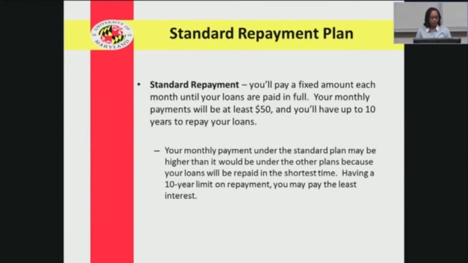Okay, so the standard repayment is that you'll pay a fixed amount of money each month. Whatever you have is going to be divided by 120 payments. So that's 10 years. Usually the loan repayment is for 10 years, so that's 120 payments. So whatever amount you come out of school with, they'll divide that amount by 120 payments, and that's how much you'll pay each month. This payment is the best if you want to repay the loan in the shortest amount of time and have the least amount of interest accruing on your loan, or paying a lot more interest.